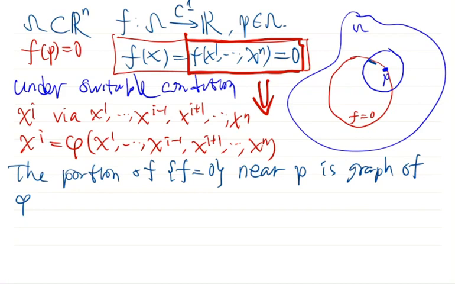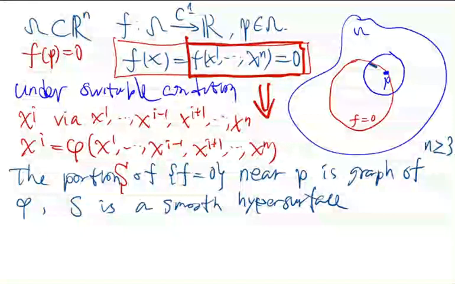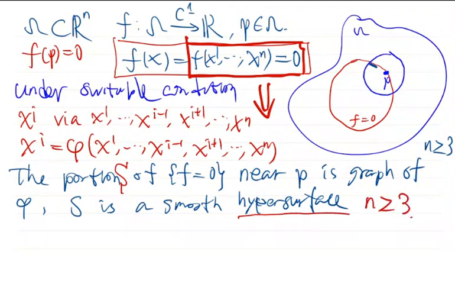So, as a graph of a smooth function, of a continuously differentiable function, it is considered as a smooth hypersurface. This portion we denote by S. So this portion denoted by S is a smooth hypersurface. Here we say hypersurface because our dimension n might be greater than 3. So it is not a surface in the usual sense. Therefore, it is called hypersurface.